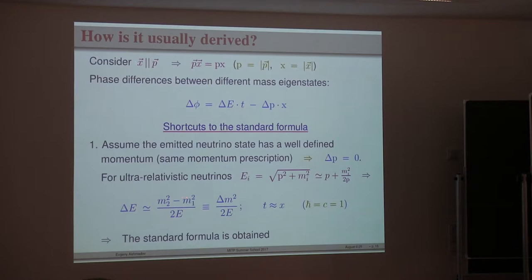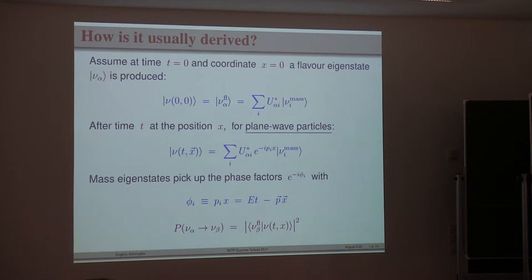Then taking into account that for relativistic point-like neutrinos, the distance propagated is nearly the same as the time over which the propagation occurs, and substituting this into the formula which I discussed before, this one and this one, we immediately get the standard formula for neutrino oscillations. Okay?